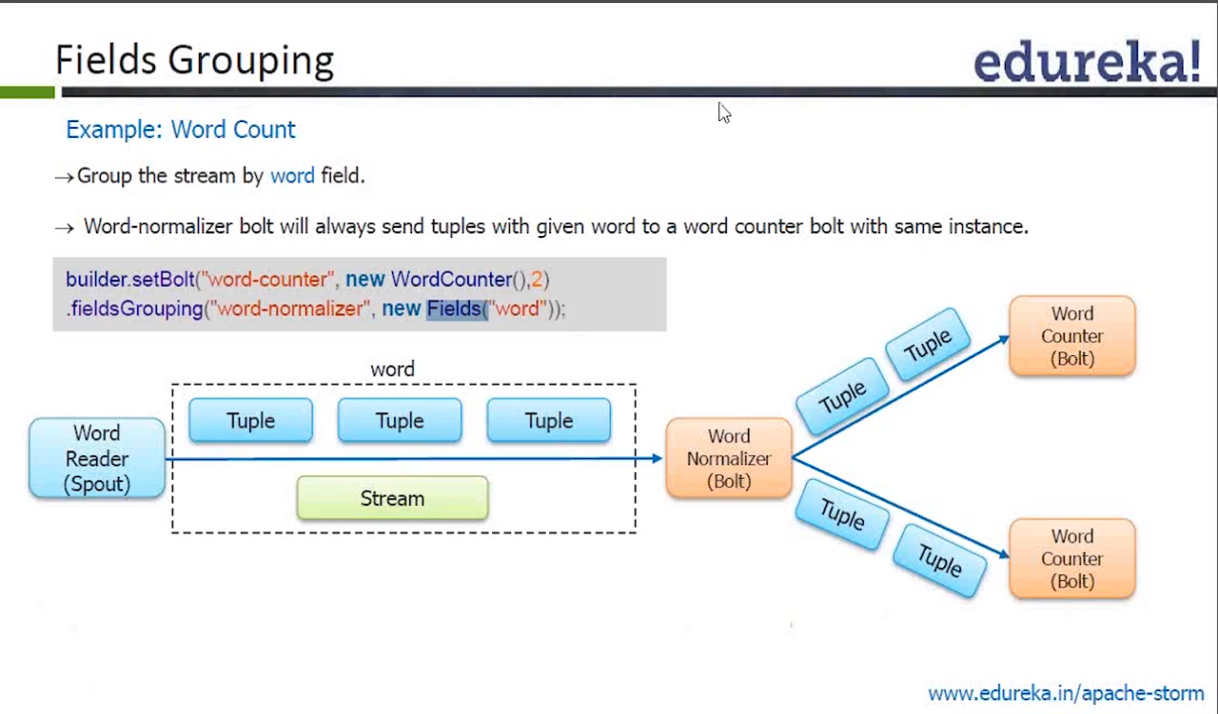So the moment you say field grouping, tomorrow it could be a composite also: word 1, comma, word 2, comma, word 3, etc. Tuples data model, exactly.